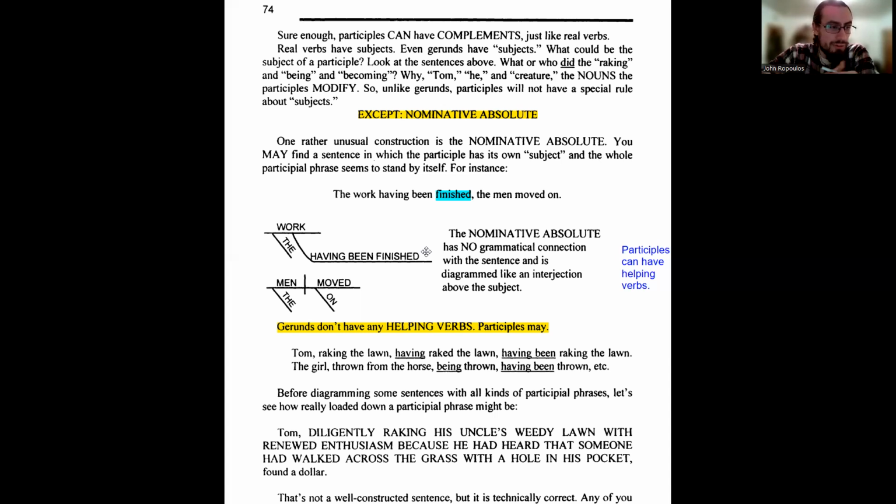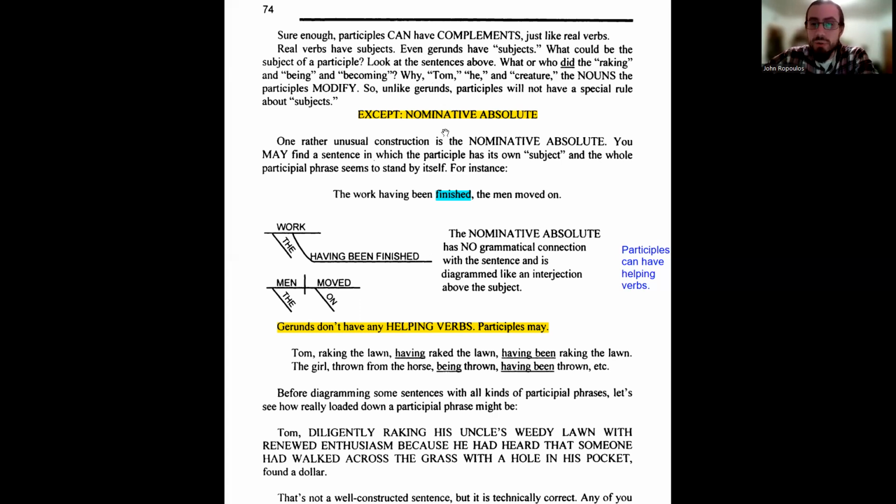What was it? Being a butterfly, something like, or becoming a butterfly, he, right? So they don't have subjects, right? They don't take subjects. They modify, right? They modify the thing that is like a subject. In terms of meaning, it's like a subject. Except for the nominative absolute.